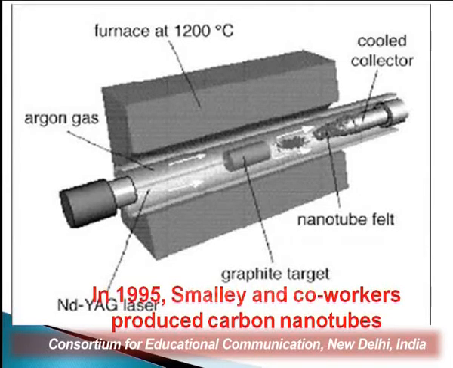And the graphite target, when struck with the laser beam at the high temperature, breaks into nanotubes, and this vaporized carbon is deposited on the cooled collector. It may be a metallic rod, it may be a quartz rod. Then here it is deposited. From this we can extract the carbon nanotubes.